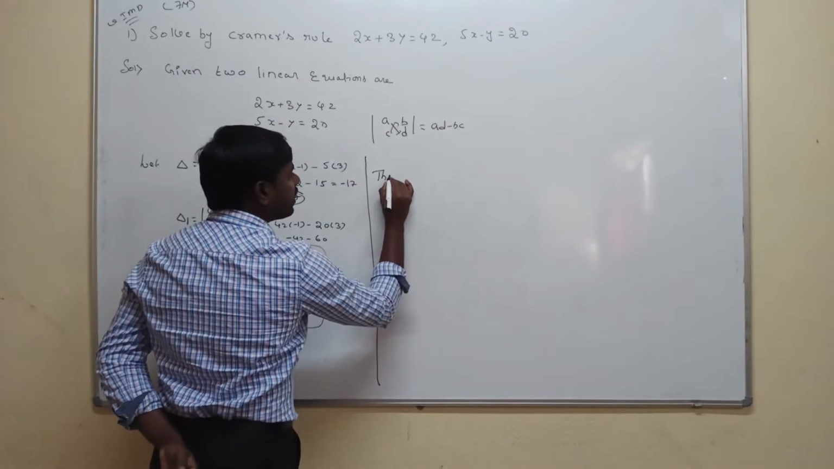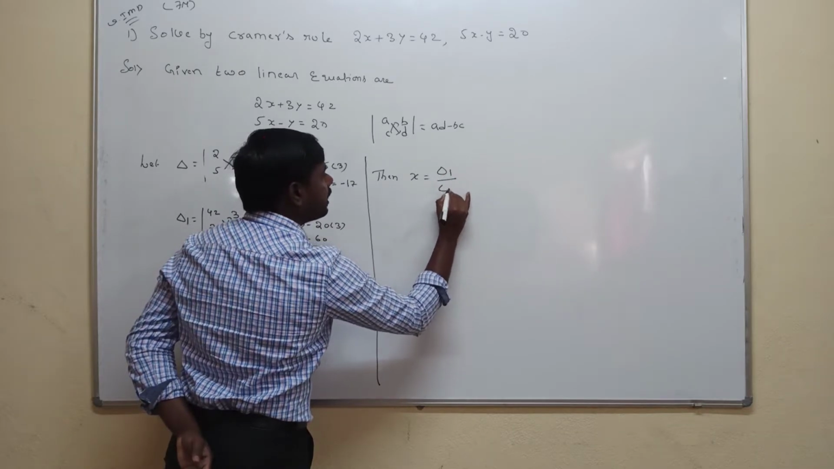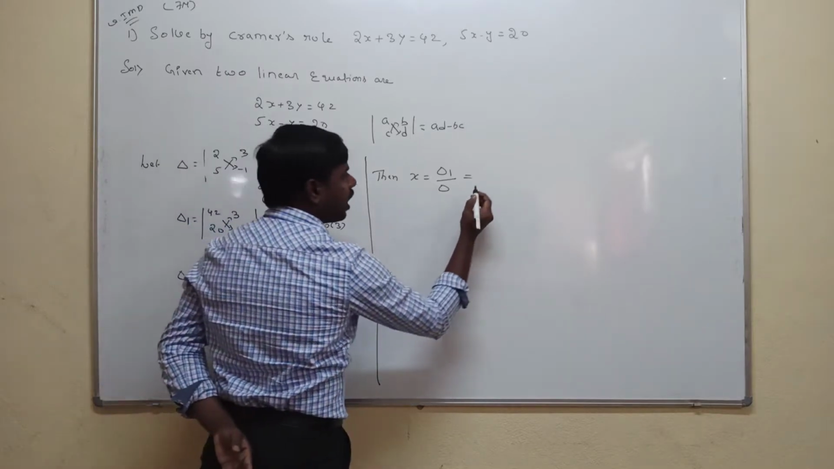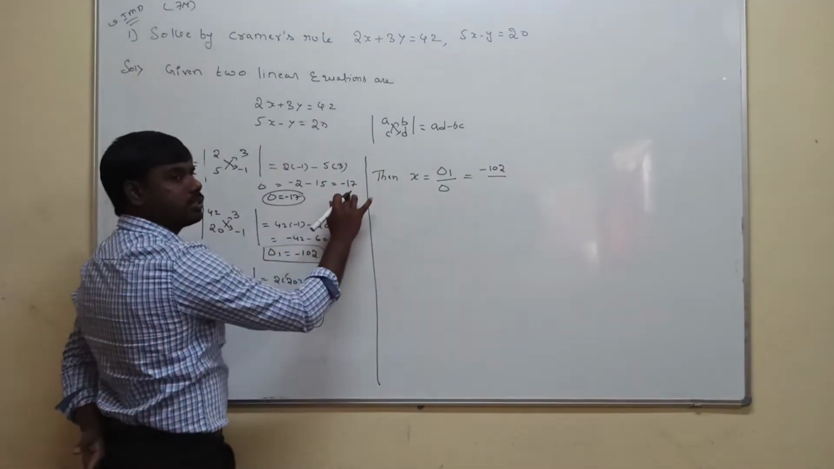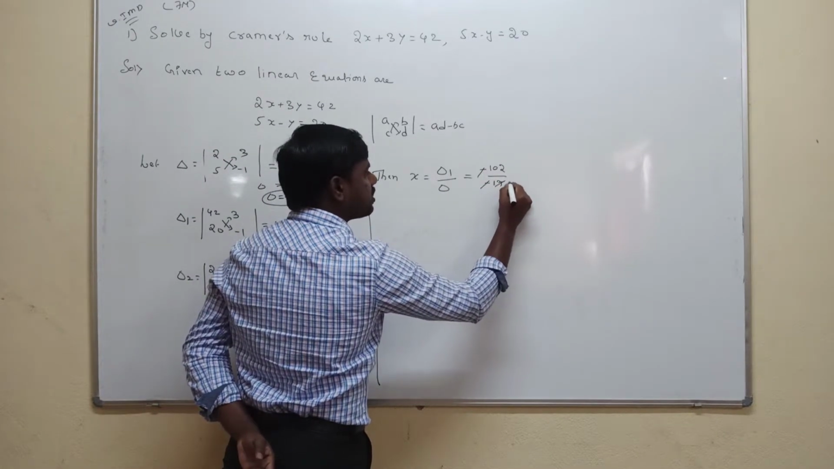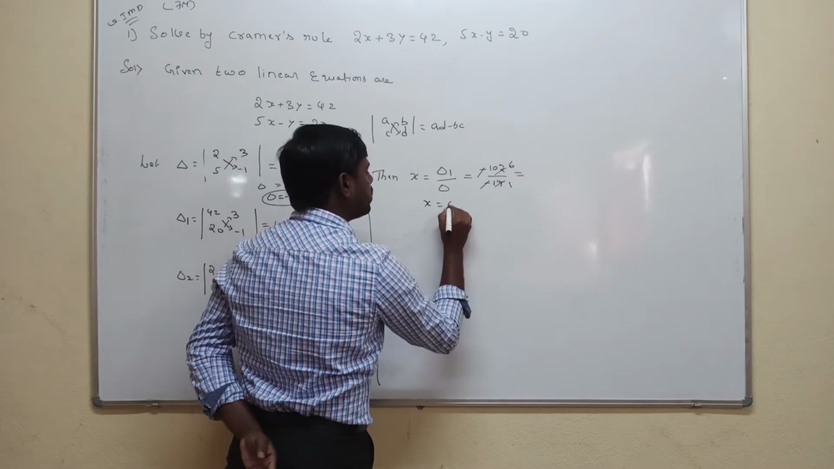Then the condition is x is equal to delta 1 by delta. What is the delta 1 value? Minus 102. Substitute the values. Delta 1 is minus 102 and delta is minus 17. Now the minus signs cancel. 17 times 6 is 102, so x is equal to 6.